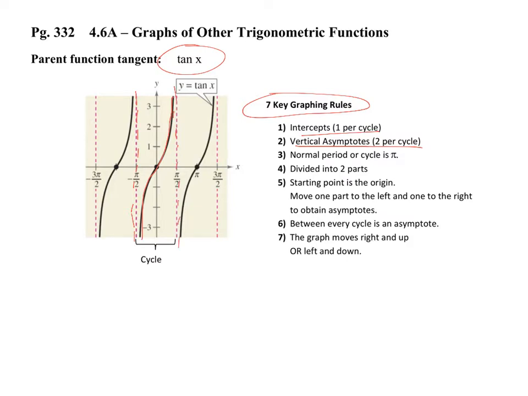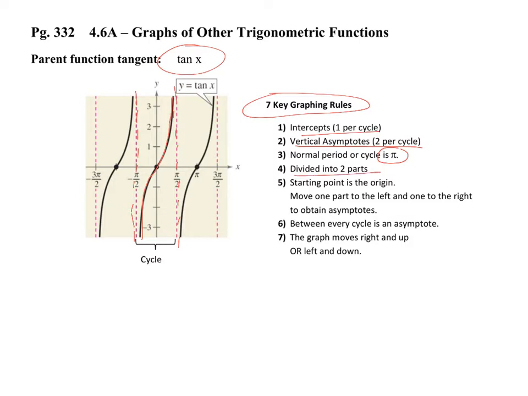Now, a normal period or cycle, the length of it is pi. So for sine and cosine, it was 2 pi. For tangent, it's pi. Now, with sine and cosine, we divided the graphs into 4 parts for the cycle. But for tangent, you simply divide it into 2 parts.